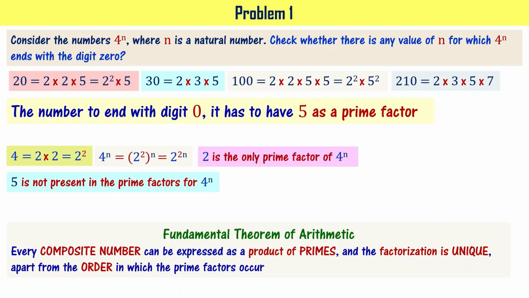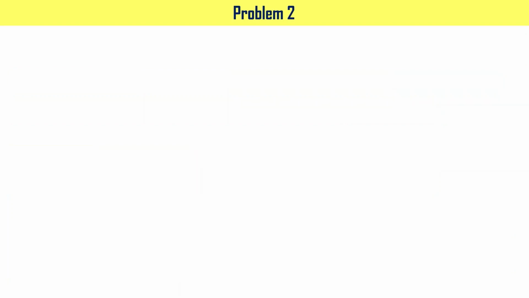So based on the point we have learned just now, that is, for a number to end with digit 0, it has to have 5 as a prime factor, whereas 4 power n doesn't have 5 as a prime factor, right? That's why you can say that for no value of n, 4 power n can end with digit 0. I hope you understood the problem. Let's go to the next problem, that is problem 2.